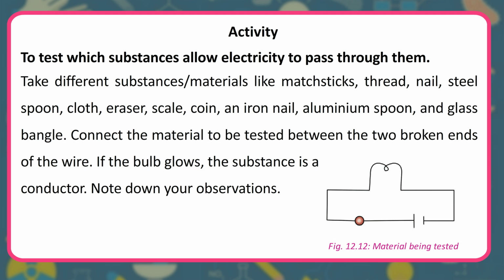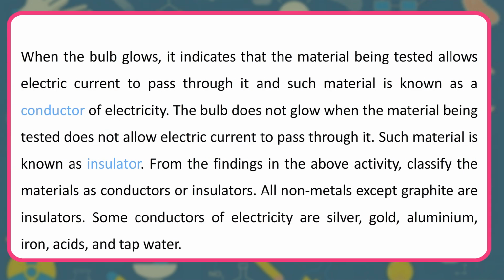Connect the material to be tested between the two broken ends of the wire. If the bulb glows, the substance is a conductor. Note down your observations. When the bulb glows, it indicates that the material being tested allows electric current to pass through it, and such material is known as a conductor of electricity. The bulb does not glow when the material being tested does not allow electric current to pass through it. Such material is known as an insulator. From the findings in the above activity, classify the materials as conductors or insulators.